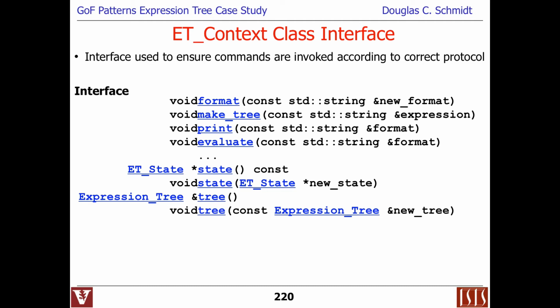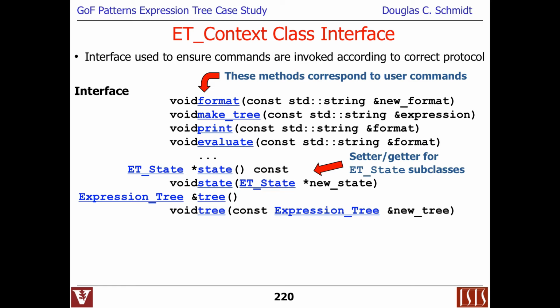So here's what the interface looks like. It's got all the operations that you would expect as commands: format, make tree, print, evaluate, and so on and so forth. The commands that are made actually end up holding a context and forwarding to the appropriate method to get the job done. And then we have the user command methods, and we've also got setters and getters for the states. We'll see how those get used in a second.